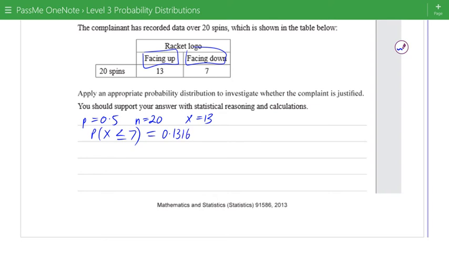So really we've got to say whether or not that probability is reasonable. And if you think about it, that's a better than 1 in 10 chance. So it's quite possible that when the customer did their test with only 20, they just happened to get this because, well, that's better than 1 in 10, it's nearly 1 in 6. So that result is actually relatively common.